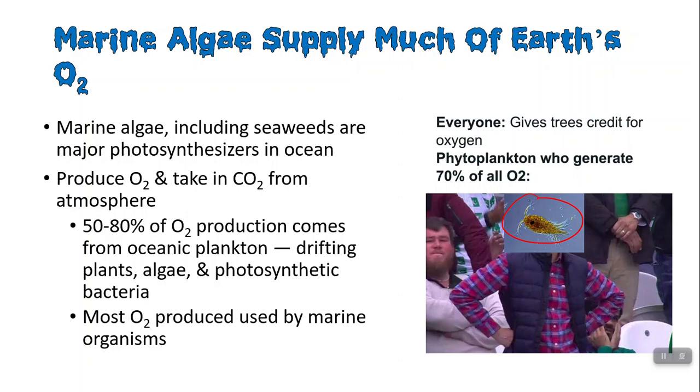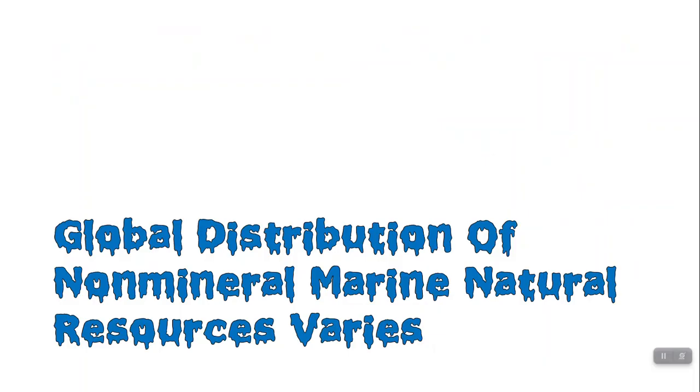So they can take in carbon dioxide from the atmosphere. It's thought that they're the reason why climate change isn't worse than it is already. 50% to 80% of the O2 produced on the planet comes from these guys. Comes from these photosynthetic things swimming in the ocean. Though don't go out there and be like, oh my God, I gotta go thank the algae for making my O2. A lot of the O2 they produce is then used by the marine organisms that surround them.